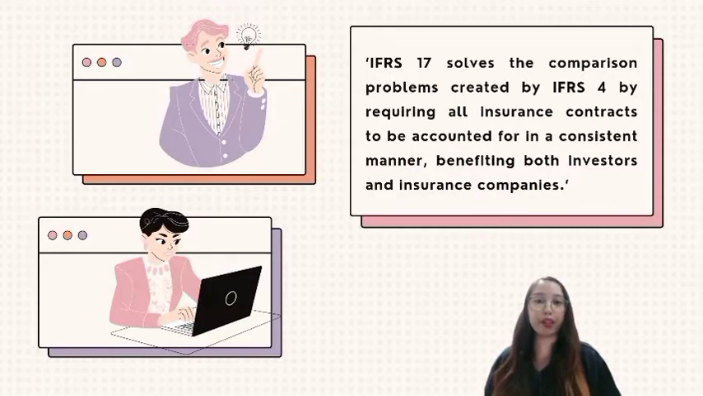And to end po yung report namin regarding sa amendments in IFRS 17, here is a quote from IFRS 17. IFRS 17 solves the comparison problems created by IFRS 4 by requiring all insurance contracts to be accounted for in a consistent manner, benefiting both investors and insurance companies. So both the standard and its amendments are truly intended for the benefit of companies and their investors.